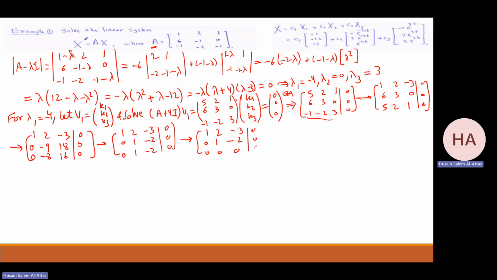For sure, I'm getting infinitely many solutions. Now, that means I have K2 equal to -2k3. This is in the second row. The first row gives me k1 equal to 3k3 minus 2k2. And that gives me k2 is -2k3. Plug it there, that's 4. That will be 7k3.